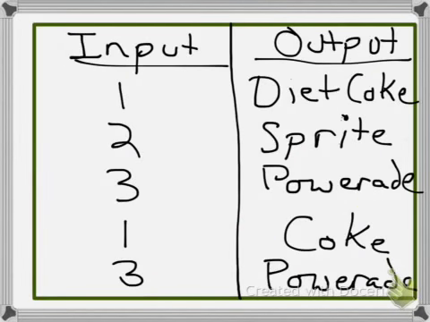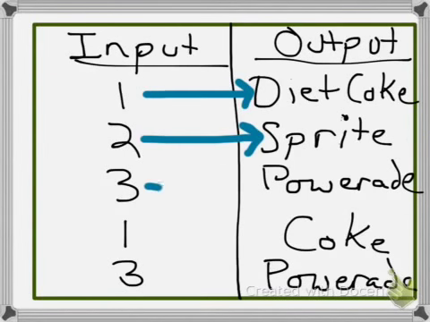Now let's look at the next relationship. Alright, same sort of thing with the soda machine. When I press a 1, I should get a Diet Coke. When I press a 2, I should get a Sprite. When I press a 3, I should get a Powerade. I'm going to skip one again, and down here I have another 3 button and it gives me Powerade. But let's look at button number 1.